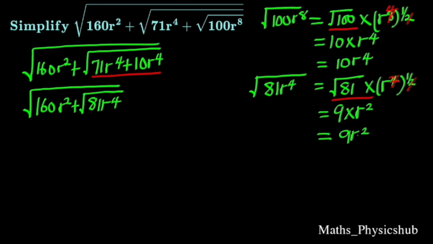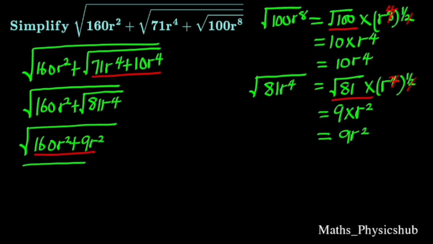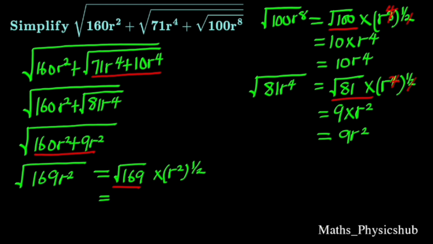Next we add the value under the remaining square root. Doing so will give us square root of 160r power 2, plus 9r power 2. Adding the terms together will give us square root of 169r power 2. Which is the same as square root of 169 times square root of r power 2. Square root of 169 is 13, and square root of r power 2 is r. 13 times r is 13r.